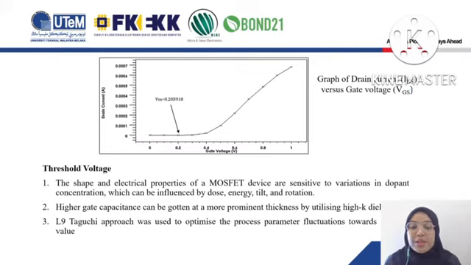The figure shows the VTH value of my design, which is 0.205918, which is in line with the ITRS 2013 for 14 nano size. The shape and electrical properties of a MOSFET device are sensitive to variations in dopant concentrations, which can be influenced by dose, energy, tilt, and also rotation. Higher gate capacitance can be gotten at a more prominent thickness by utilizing high K dielectric, while the L9 Taguchi approach was used to optimize the process parameter fluctuations towards the threshold voltage value.